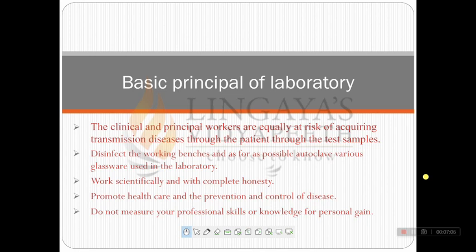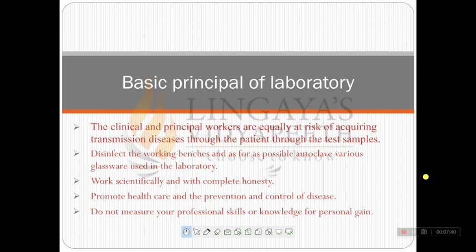So, for that, disinfection of the working benches should be done regularly at the start of the work and while ending the work both. The glasswares that are used in the laboratory must be autoclaved also. Secondly, work scientifically and with complete honesty. So while working in the laboratory, it is very much required that the person must work with a scientific approach and complete honesty should be carried out.